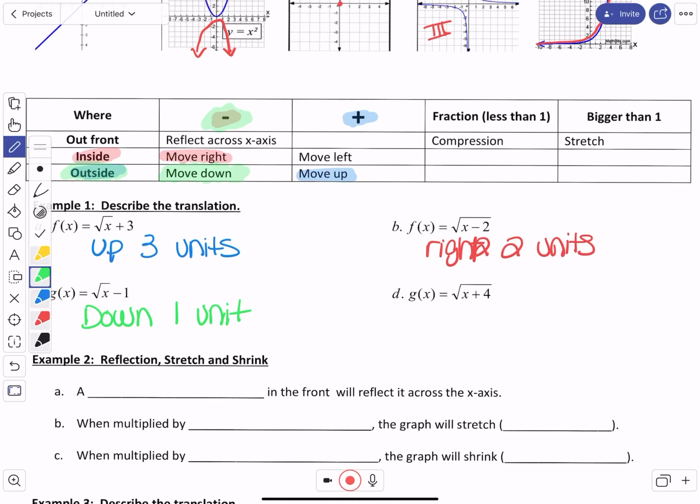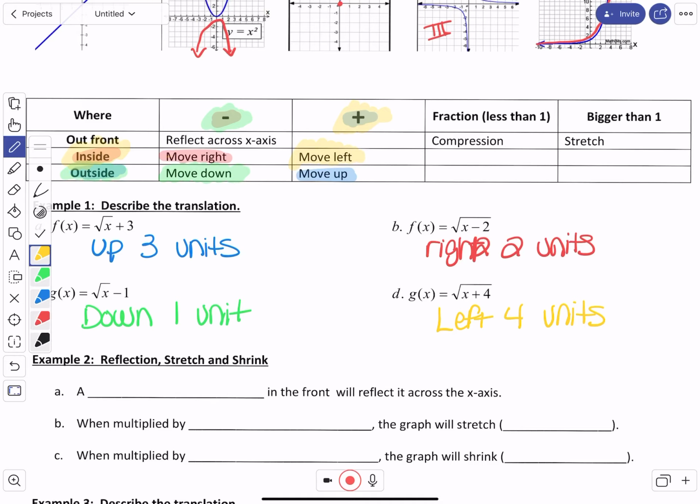All right, and let's do D. We'll do it in yellow. Okay, so that +4, so it's a plus, and it's inside the radical. That +4 is inside the radical, so we look where those overlap. So that means it's going left 4 units. Okay, so that's how you would read the graph.